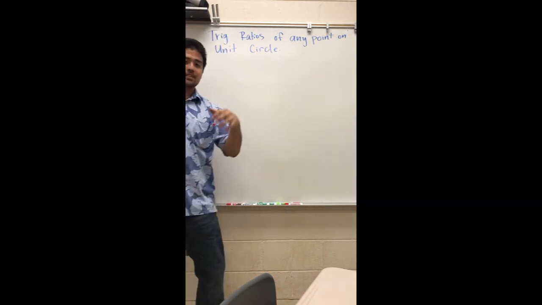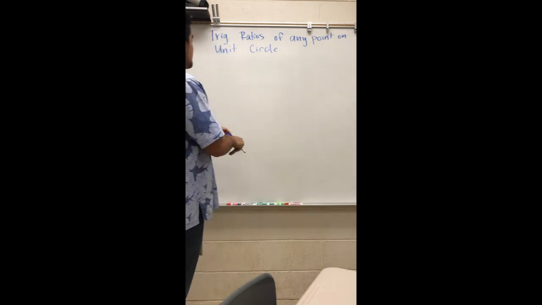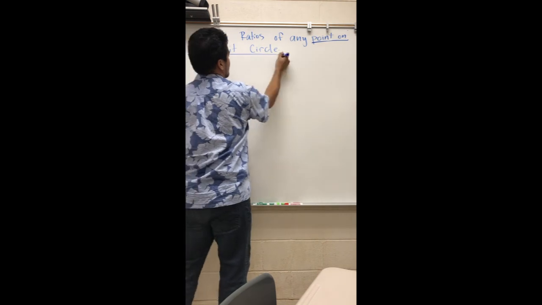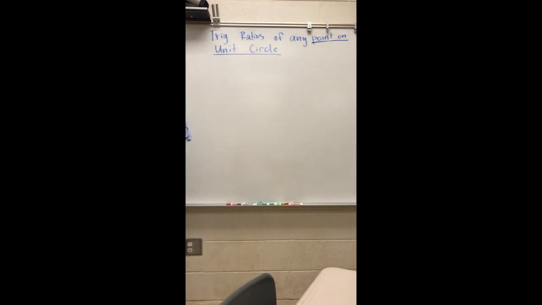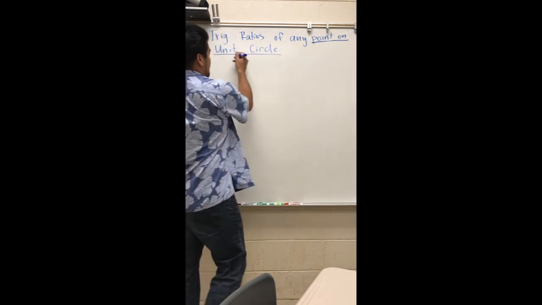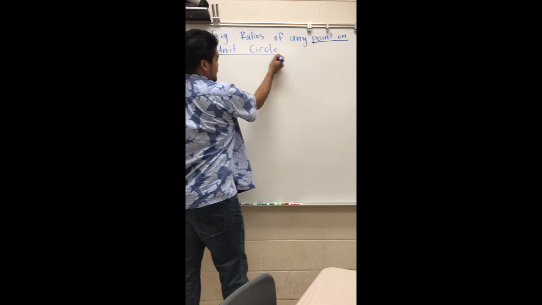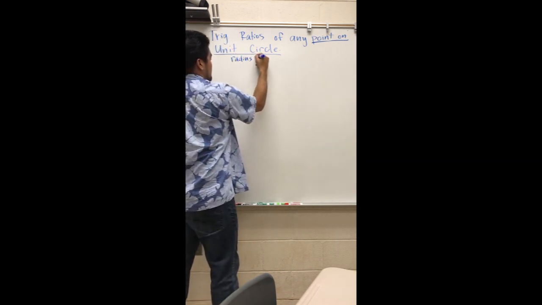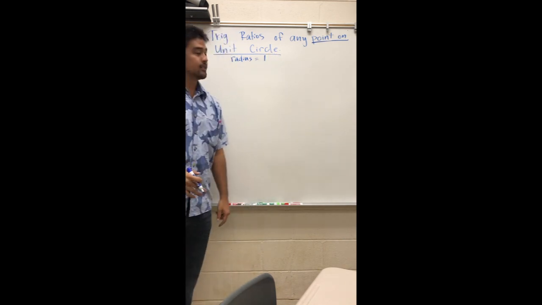Now the reason why this is very important is because we're talking about any point on the unit circle. The point on the unit circle, we have here the unit circle, the radius is always going to be equal to what? 1. 1 unit.